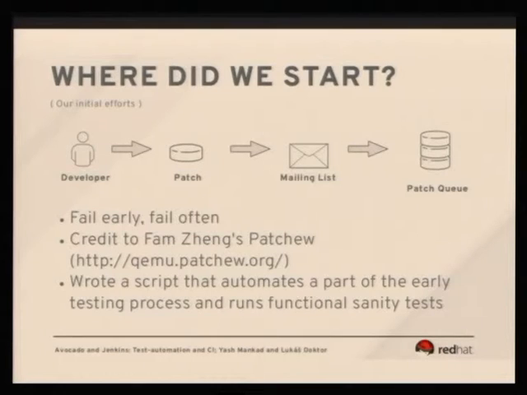into a patch queue, applies the patches, runs a build, and if the builds break, the developers can go and have a look at the build logs to see what went wrong. Was it an issue in the patch or was it an issue somewhere in the workflow? Now, this script is very similar to Fam Zheng's Patchew, which is an upstream tool which is available for QEMU patch testing. The link for it can be seen on the slide.